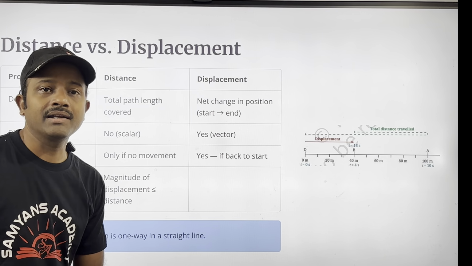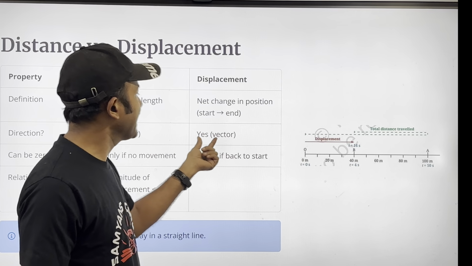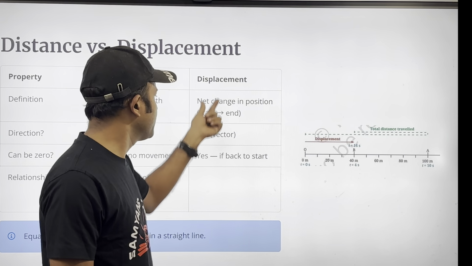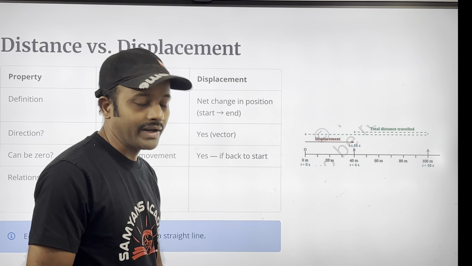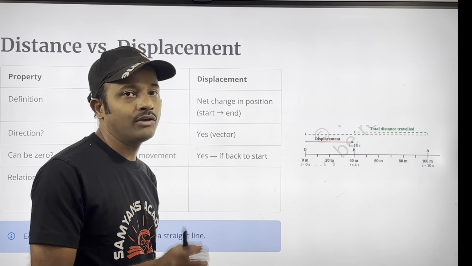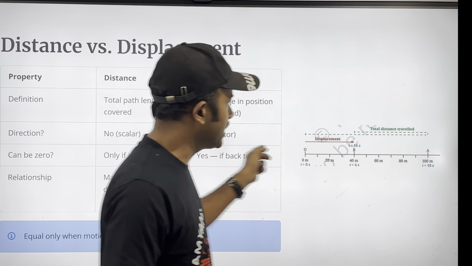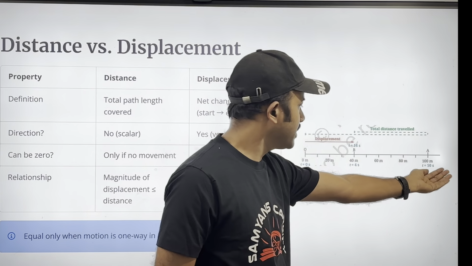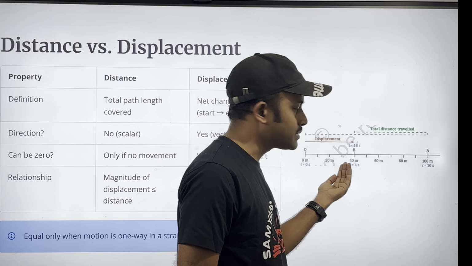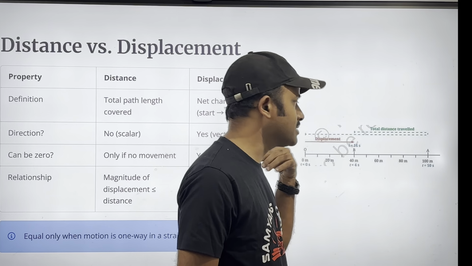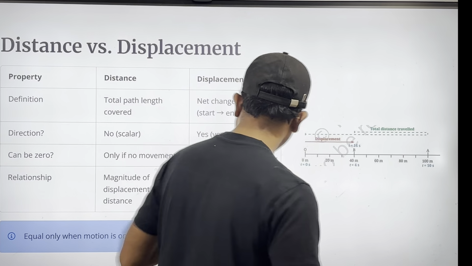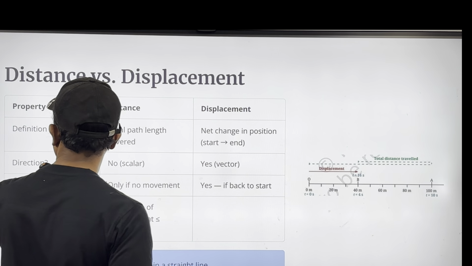But the displacement depends on vector quantity. Okay, so displacement is a vector quantity. Vector quantity means with the direction, the value of the magnitude will change. While moving in the positive direction, you have to consider plus. While coming back, again you have to subtract 60. 100 minus 60 is 40. Like that.